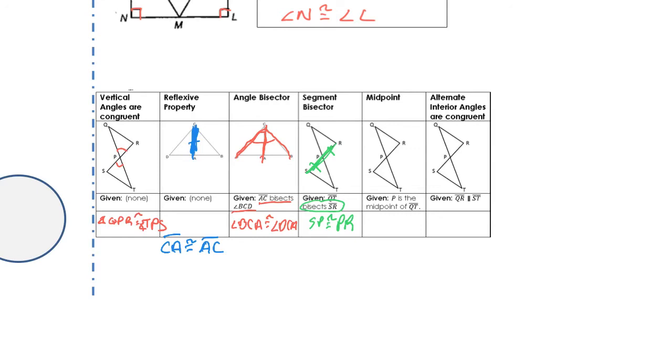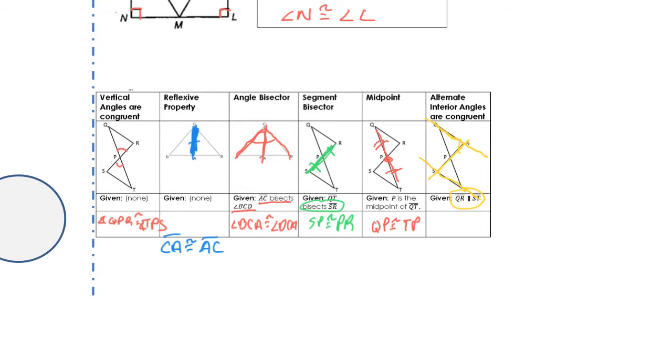Midpoints. If they say P is the midpoint of QT, here's QT, P's in the middle. I know QP is equal to TP. And alternate interior angles are congruent. This is probably the most popular one. If you know there's parallel lines, we actually know like corresponding angles are congruent and alternate interior, alternate exterior. But the most popular one is alternate interior.